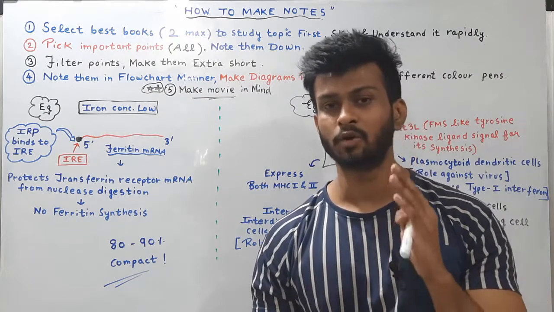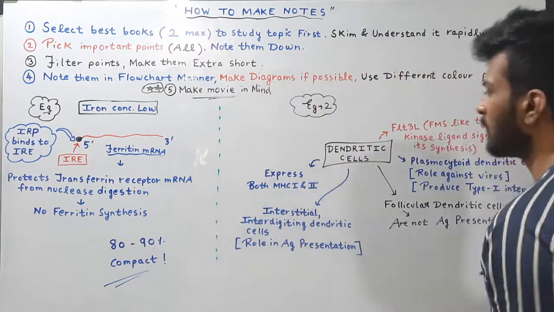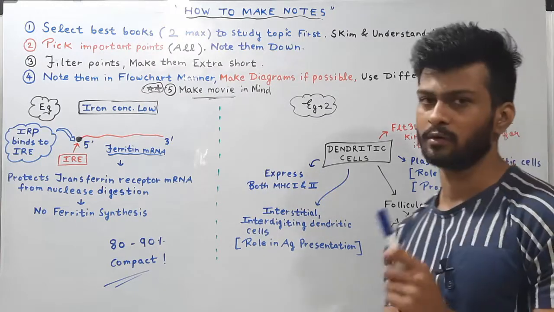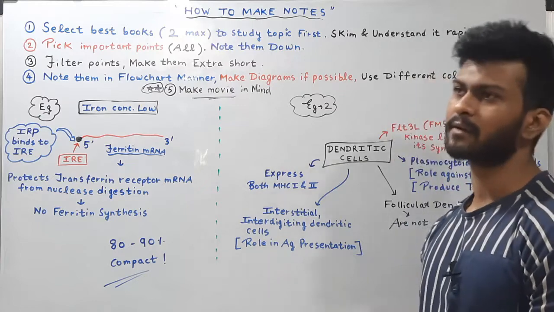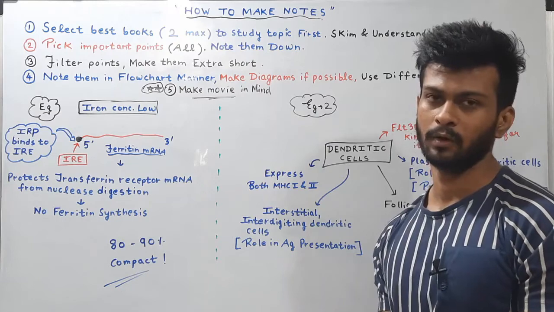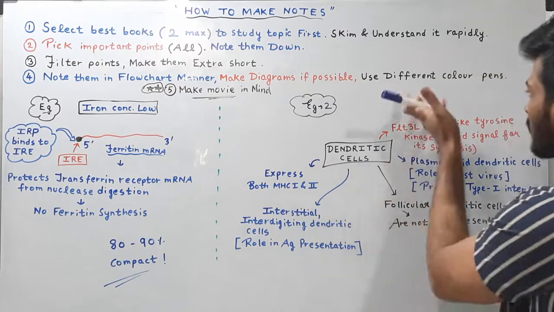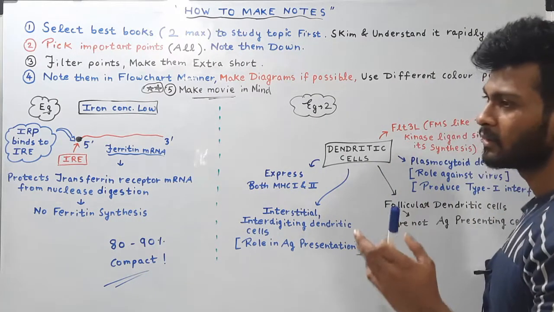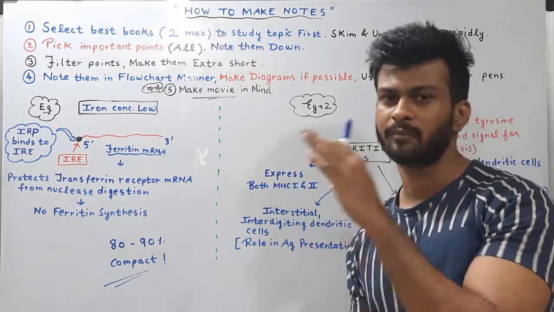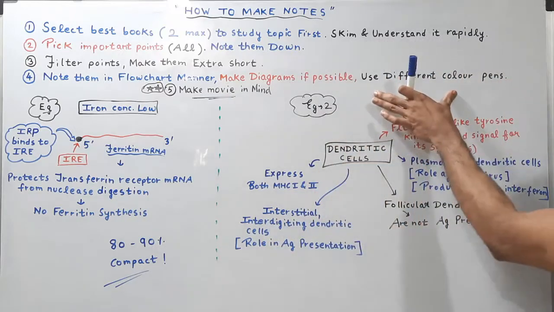Okay, so this thing does happen. For example, most of the time, if you get a question in your exam that dendritic cells will express what, and you are given options like MHC1, MHC2, both MHC1 and MHC2, neither MHC1 nor MHC2, and if you have written your notes using different color pens, you will be able to recall in your exam that yes, I have written that point using purple pen or green pen. So most of the time it happens. Okay, so this is very much important.